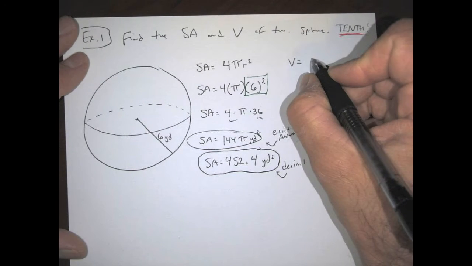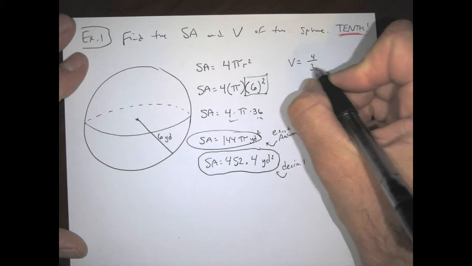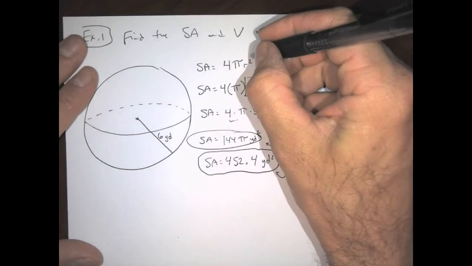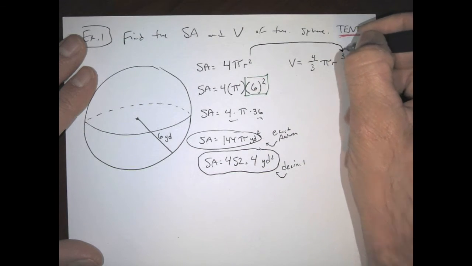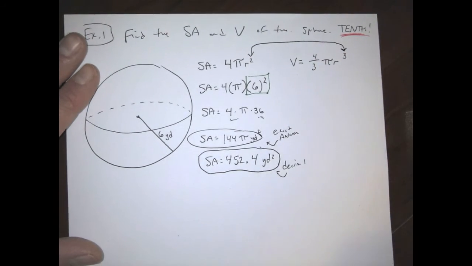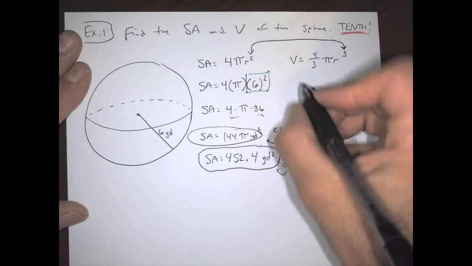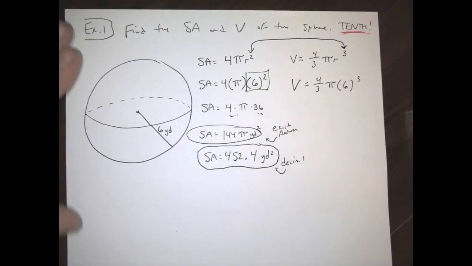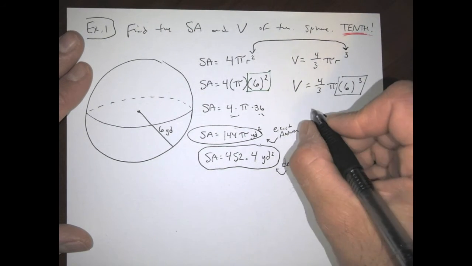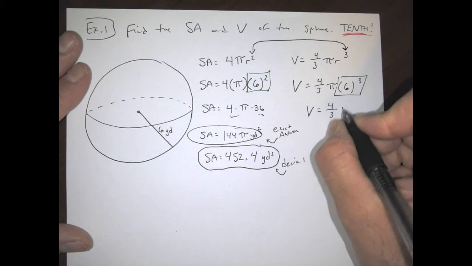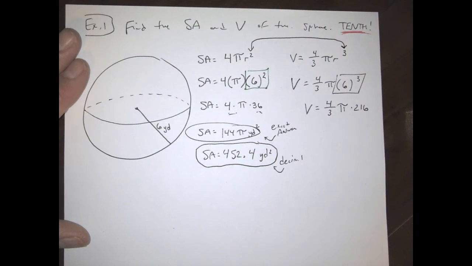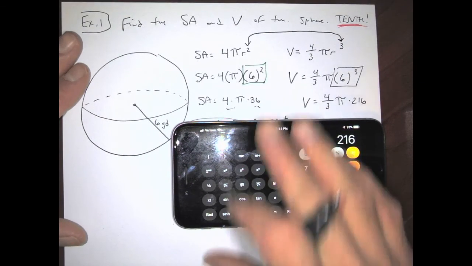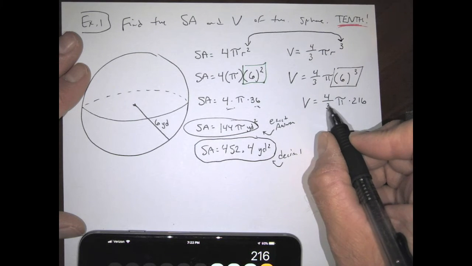Volume, let's do volume, folks. 4/3 pi r. Make sure it's cubed. There's a huge difference between surface area and volume. Make sure this is square. Make sure that's cubed. I do have kids make that mistake in the past. Alright, 4/3 pi radius cubed. 6 times 6 times 6, I believe it's 216. Times 216. Quick check. 6 times 6 times 6. There she is. 216 times pi times 4/3.